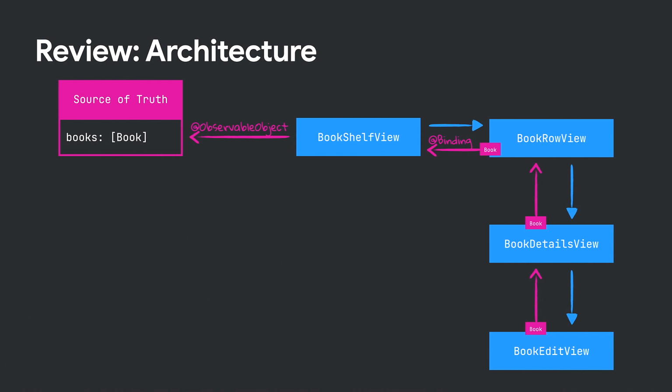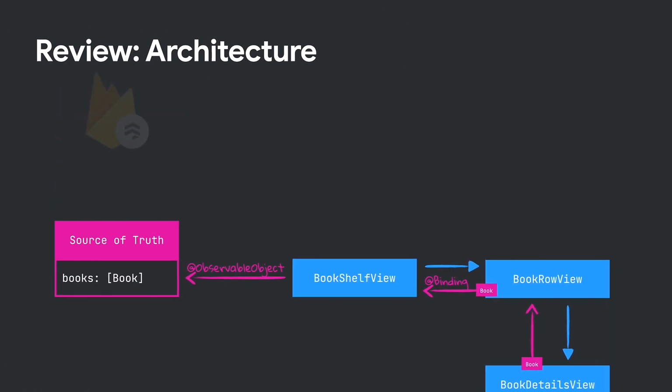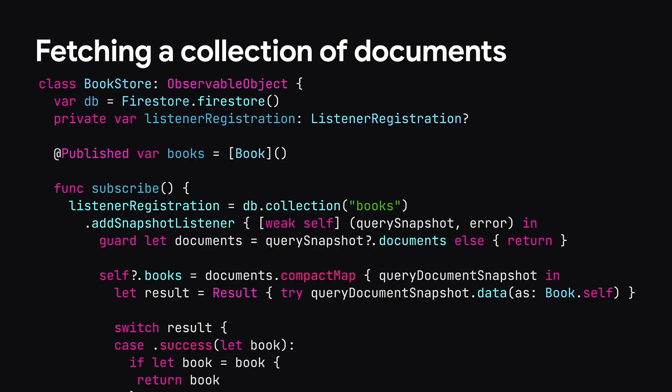All right, time to review our architecture and see how Firestore fits in. So all we need to do is to update the source of truth and make sure it connects to Firestore. Let's see how we can fetch all books from Firestore. So we use bookstore as our source of truth here. And this published property here contains all the books. Our UI is subscribed to this property, so any updates to this property will be reflected on the UI.